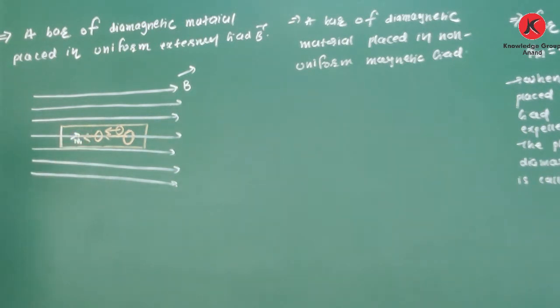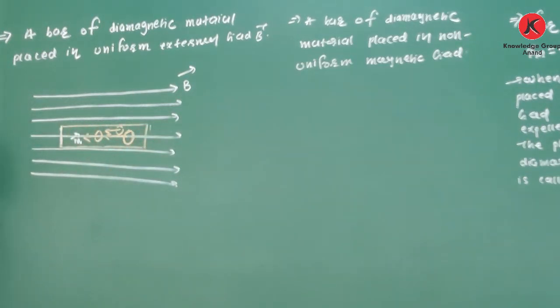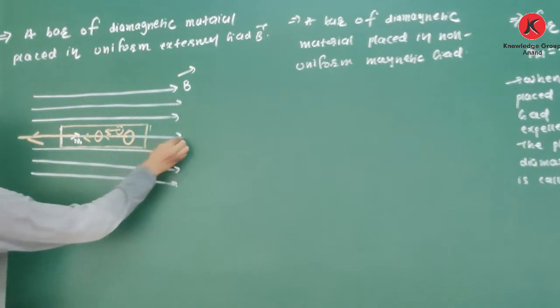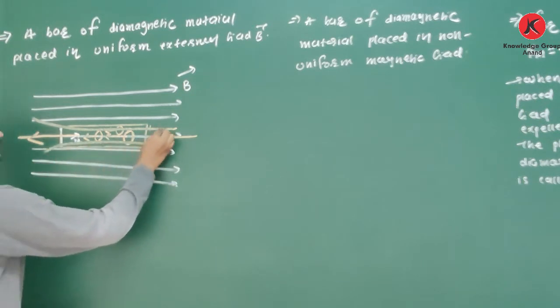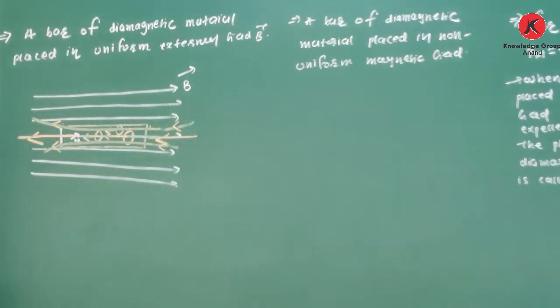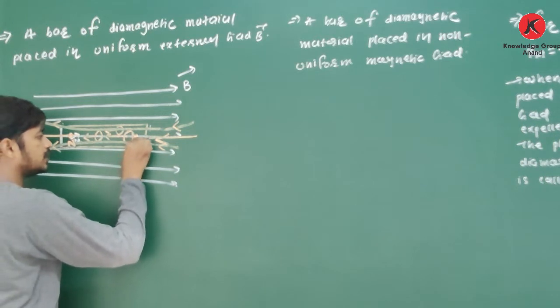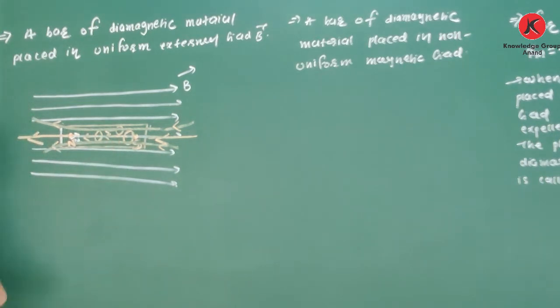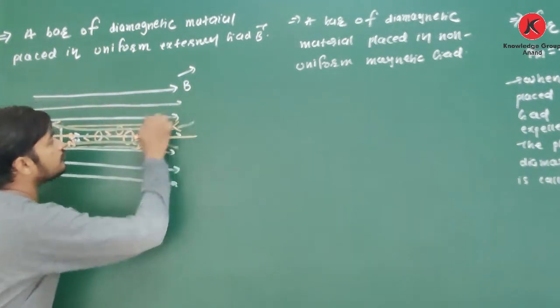Clear about this? So yes, whatever field is produced by this diamagnetic material is in the opposite direction of the external field. Clear about this? Yes or no? So yes, I can say at this end it behaves as a north pole, and this end of the diamagnetic material behaves as a south pole.